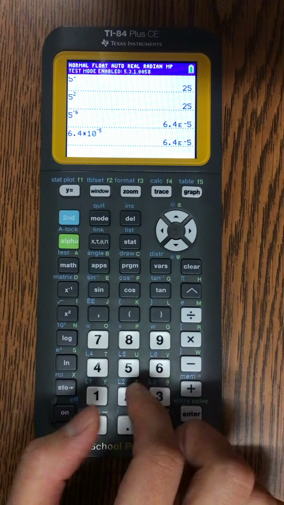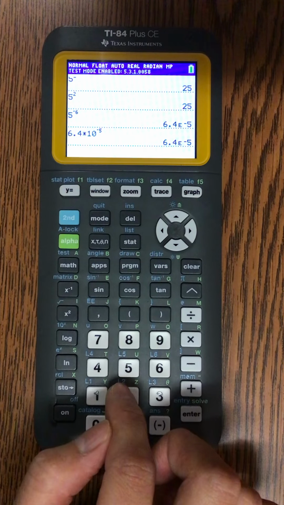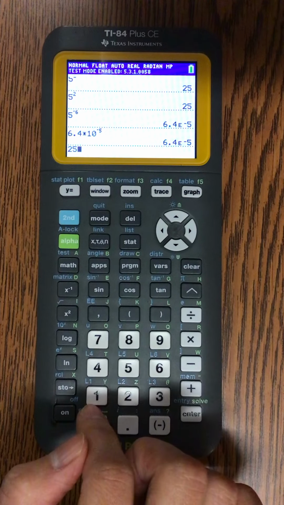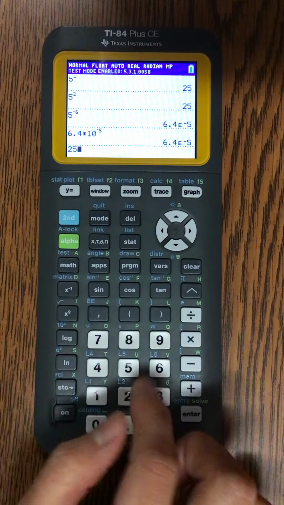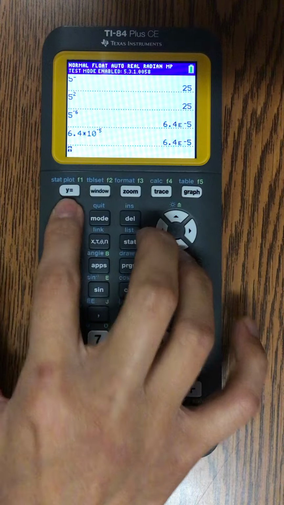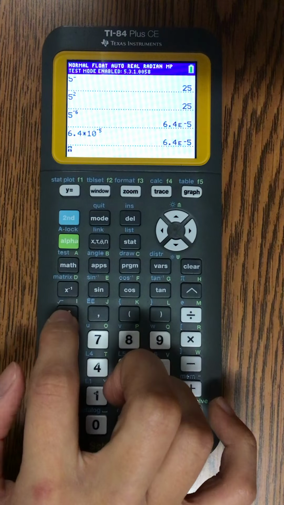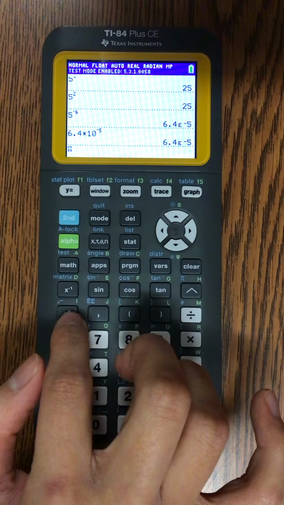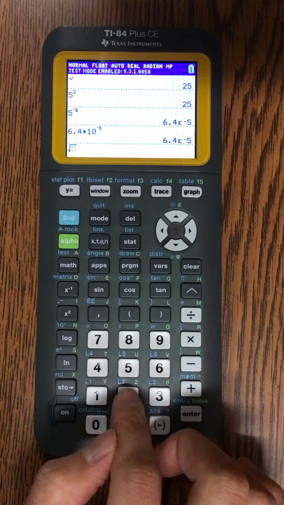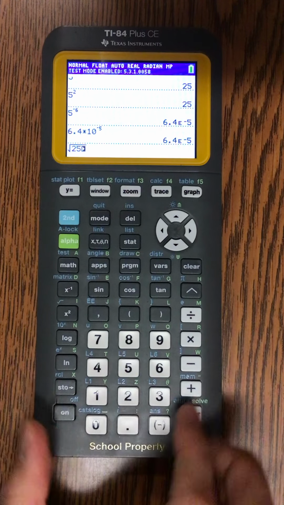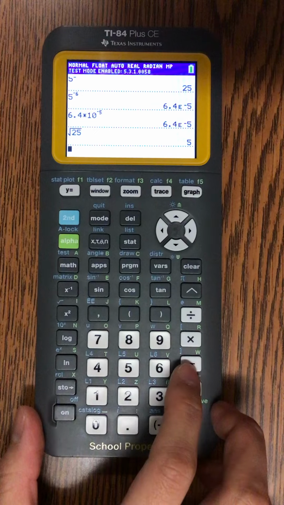Let's say you wanted to take a square root. Let's say I want to take the square root of 25. You should not be putting in the number first for square rooting, because we're trying to put it inside the square root. So press second and x squared for the square root symbol. Then put in your 25 to get 5.